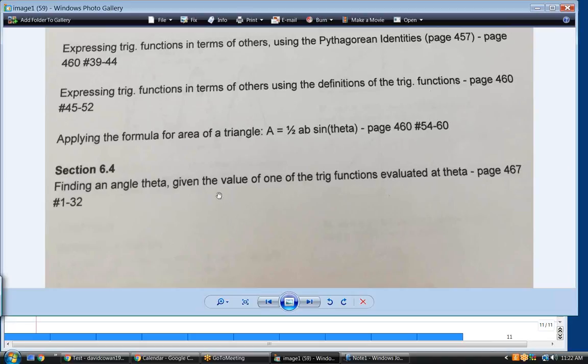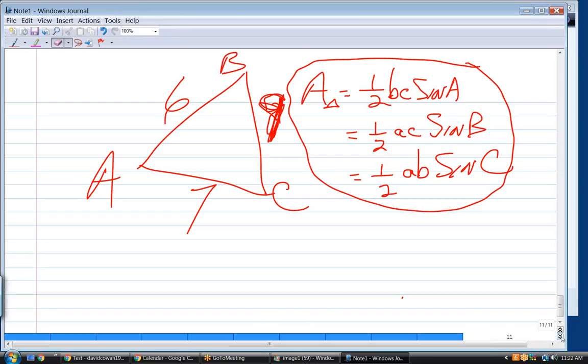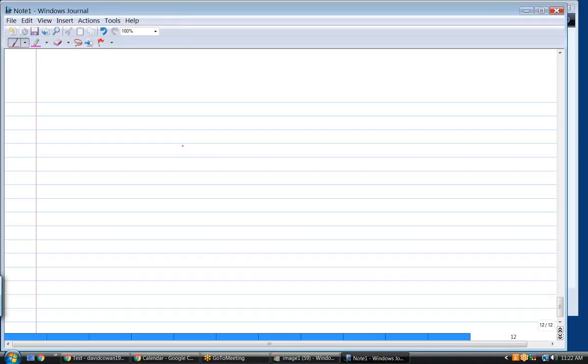Okay, find the angle given one of the trig functions evaluated at theta. This is fairly straightforward. I'll just throw some at you. Sine of theta equals 4/7. How do you solve for theta? You multiply both sides by 7? Nope. No.